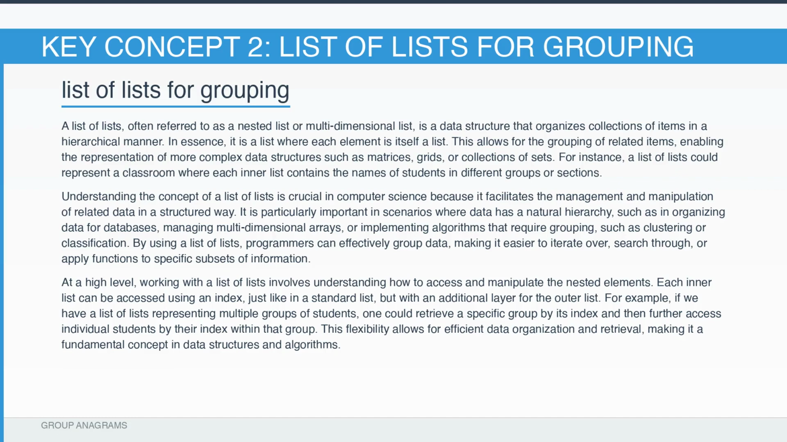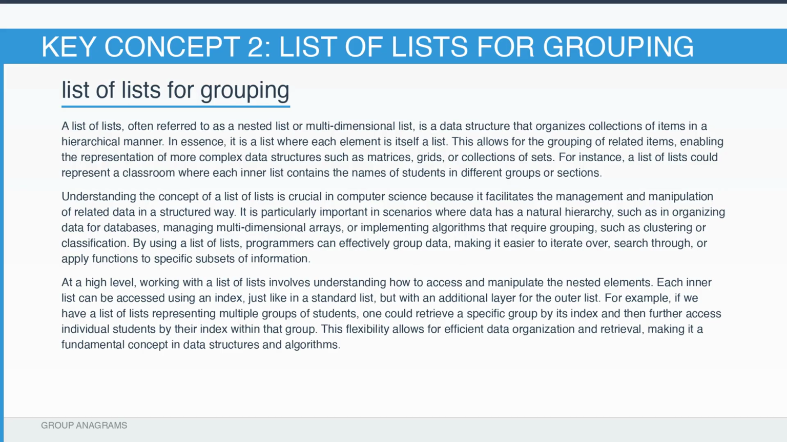A list of lists, also known as a nested list, is a powerful data structure that organizes collections of items hierarchically. Think of it as a folder containing subfolders, where each folder holds related items. For example, imagine a classroom where each group of students is represented by an inner list. This structure allows us to group related data efficiently. In computer science, understanding list of lists is key because it helps manage related data in an organized way. It's essential for tasks like organizing databases or implementing algorithms that require grouping, such as clustering.